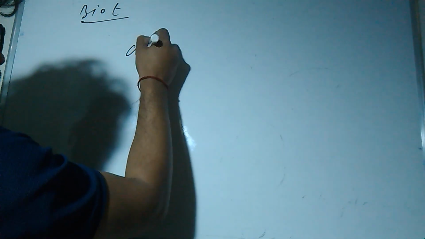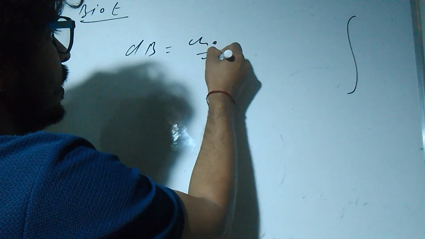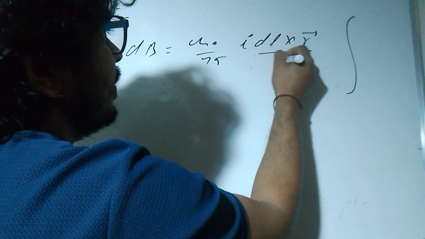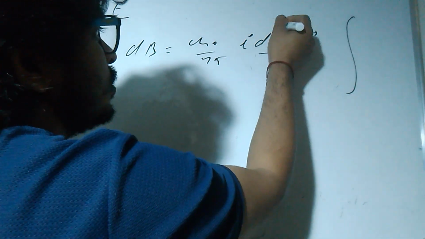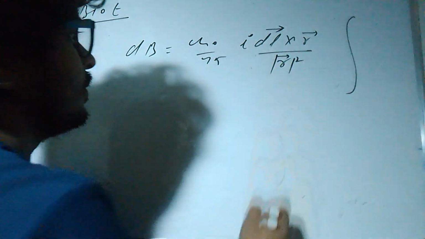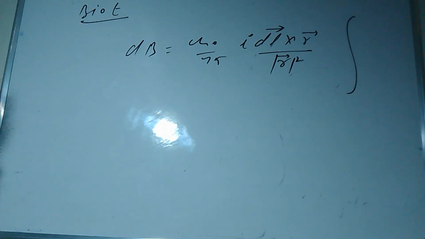What is Biot-Savart law? It is that we can find out the magnetic field dB because of any length of the wire. So this is mu naught by 4 pi, I dl cross r, divided by r square. Here dl is a vector quantity, and we are taking the magnitude of r square.